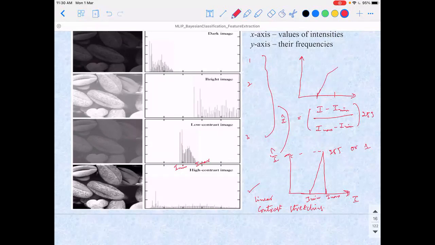In essence, up to here I'm stretching more, and from here to here I'm stretching less. So this is also linear contrast stretching only, but piecewise linear. Is this clear or not?